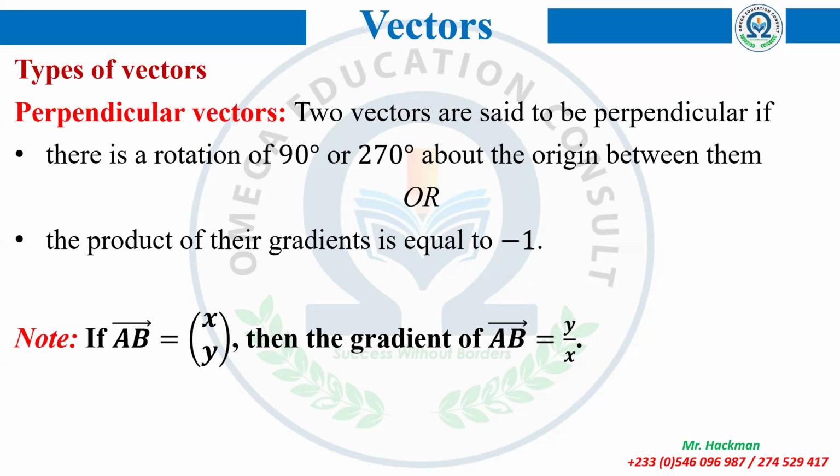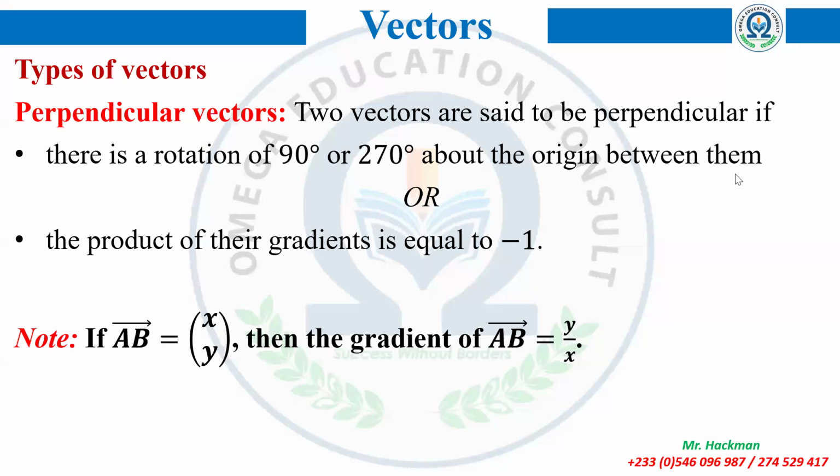So quickly I read, two vectors are said to be perpendicular if, so we are going to look at these two conditions, but I will dwell much more on the second condition. Any of them will do, and I'll tell you why I will go for this. So first of all, this condition: there is a rotation of 90 degrees or 270 degrees about the origin between them.